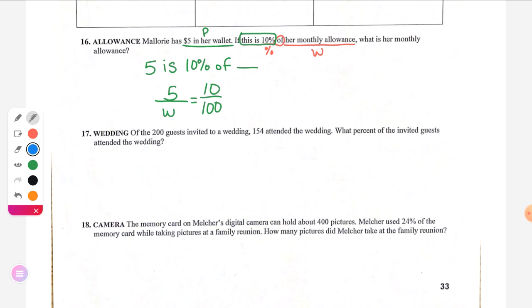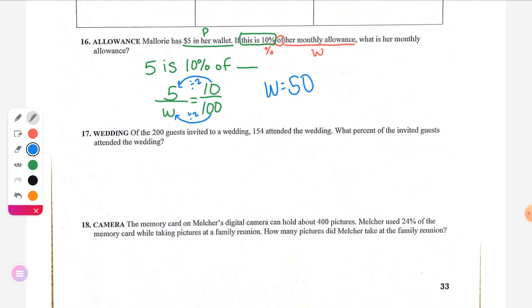Which side should my eyes focus on, Bryce? The left or the right? The right. Why? Because it's got everything we need. That one's completed. So how do I get from 10 to 5? Divide by 2. What is 100 divided by 2? 50. So W equals 50 is not good enough on this problem.